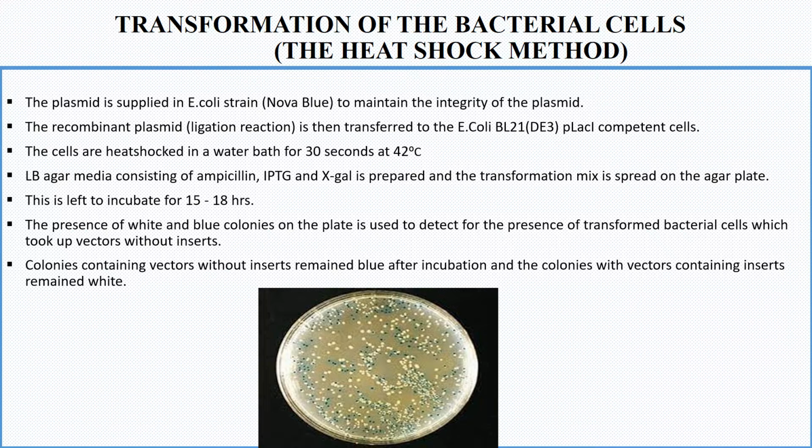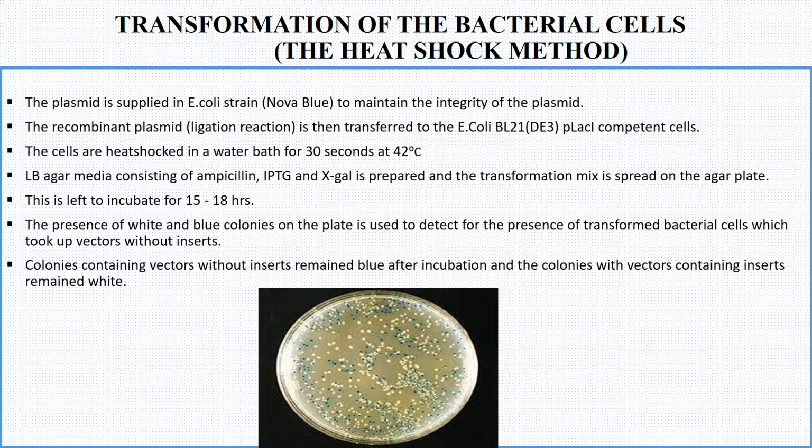An agar medium consisting of ampicillin, IPTG, and X-gal is prepared, and the transformation mix is spread on the agar plate. This is left to incubate for 15 to 18 hours. The presence of white and blue colonies on the agar plate is used to detect the presence of transformed bacterial cells which took up vectors without inserts.